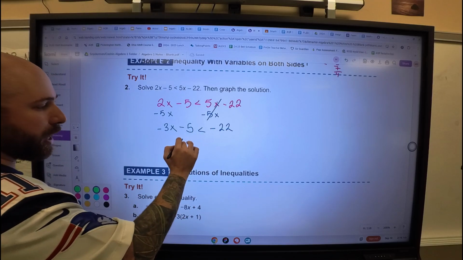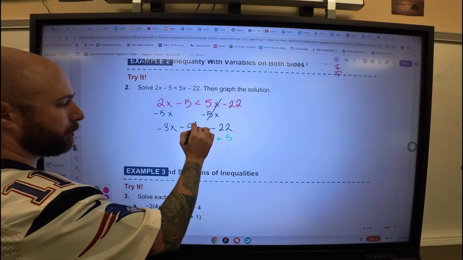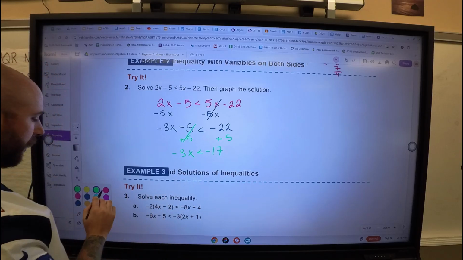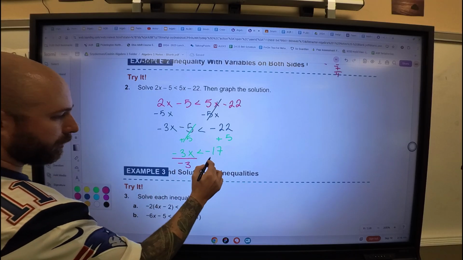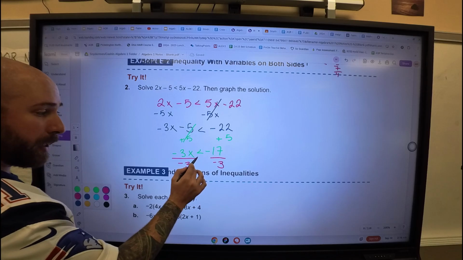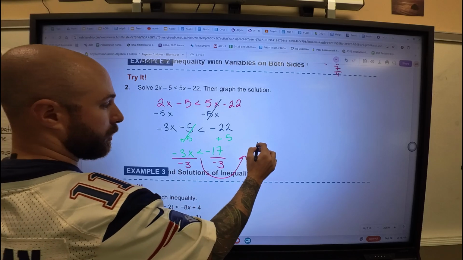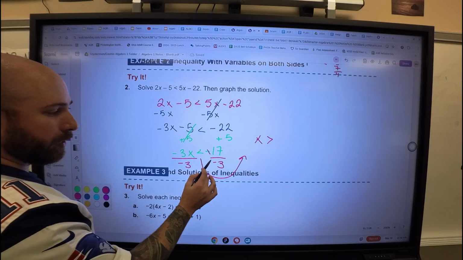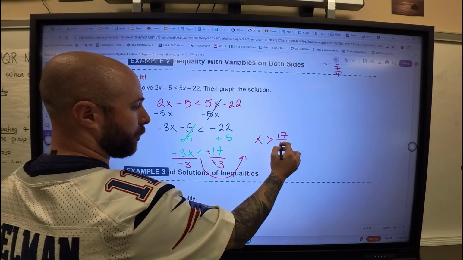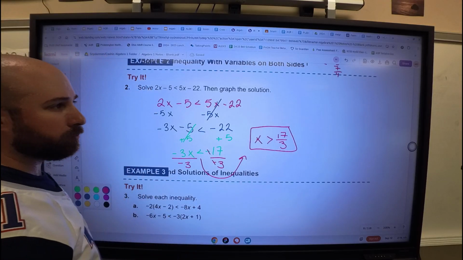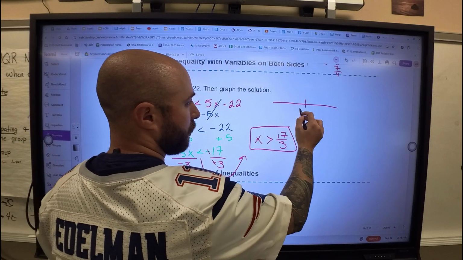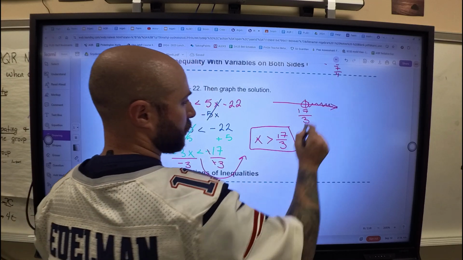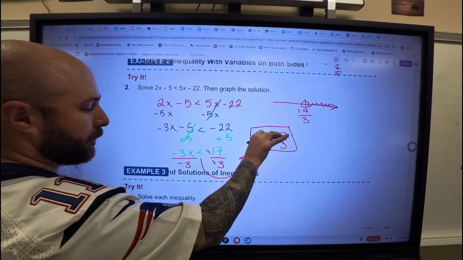Now it's 2 steps. Let's add our 5 to get rid of our constant term. Gives us negative 3x is less than negative 17. Let's divide by our negative 3. And because we divided by a negative, let's switch our sign. So we have x is now greater than, and these negatives cancel out to give us 17 over 3. We can make our line with 17 over 3. Open circle. Greater than tells us we're going to the right because the arrow is pointing to the right.